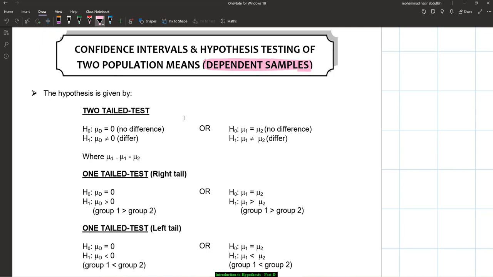So dependent sample means that we are collecting on the same respondent or the same observation two times or three times or many times, right? So we are collecting the same data, same observation many times, right? So let's look at the hypothesis statement.